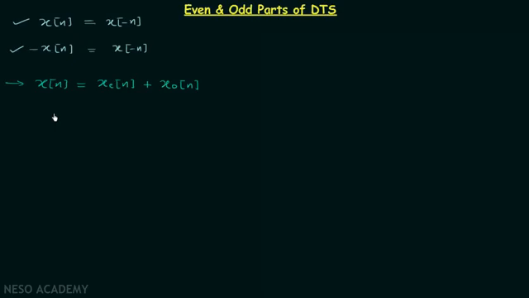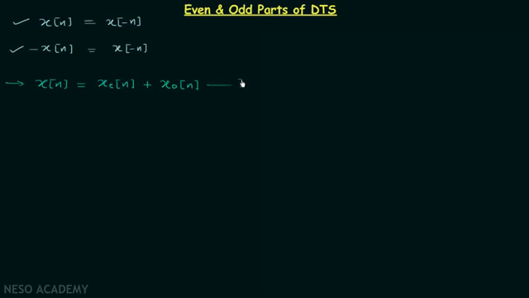Now when the signal is purely even, this means the signal satisfies this condition, then the odd part is equal to 0 and x[n] will be equal to the even part only. Now when the signal is an odd signal, this means satisfying this condition, the even part is equal to 0 and the signal will be equal to the odd part. But when the signal is neither even nor odd, then you will have a non-zero even part and a non-zero odd part. Now let's try to calculate the even part and the odd part.